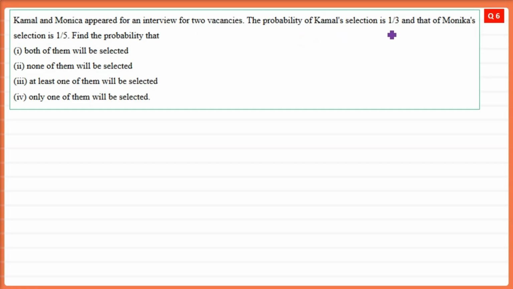The probability of Kamal's selection is 1 by 3 and that of Monica's is 1 by 5. Find the probability that 4 different questions are there in this one question. So first, what is given or what is the input, we'll write. Probability of Kamal's selection, let us call it A, probability of A. This is 1 by 3.